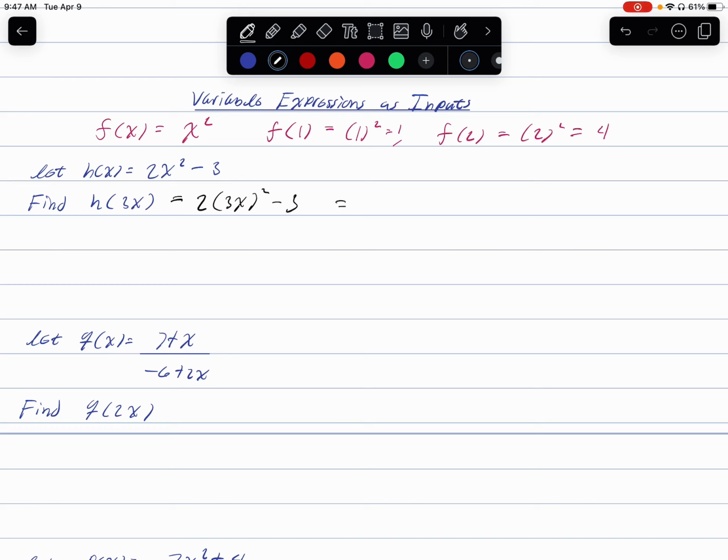First thing we do is our order of operations. Our exponents would come first here, so we're going to square 3x. 3 squared is 9, and x squared is just x squared, right? So I have 2 times 9x squared minus 3. And then we can distribute that 2. So 2 times 9 is 18. This gives us 18x squared minus 3. That would be our output here if we have 3x as an input for our function.